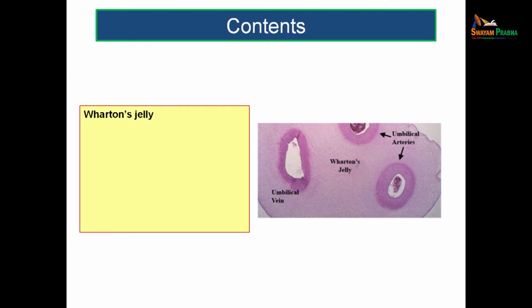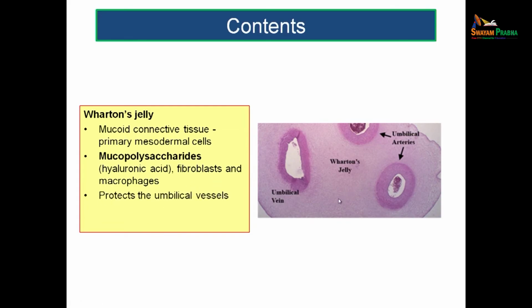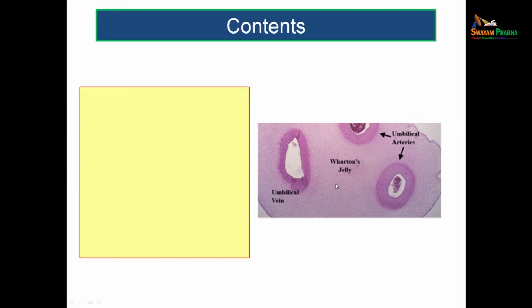The first one is Wharton's jelly. This is actually a histological view, a microscopic view of the umbilical cord. You can see the cut sections of the umbilical vessels along with a mucoid connective tissue. Wharton's jelly is nothing but mucoid connective tissue made of primary mesodermal cells, rich in mucopolysaccharides, especially hyaluronic acid, along with fibroblasts and macrophages. It is actually protecting the umbilical blood vessels.